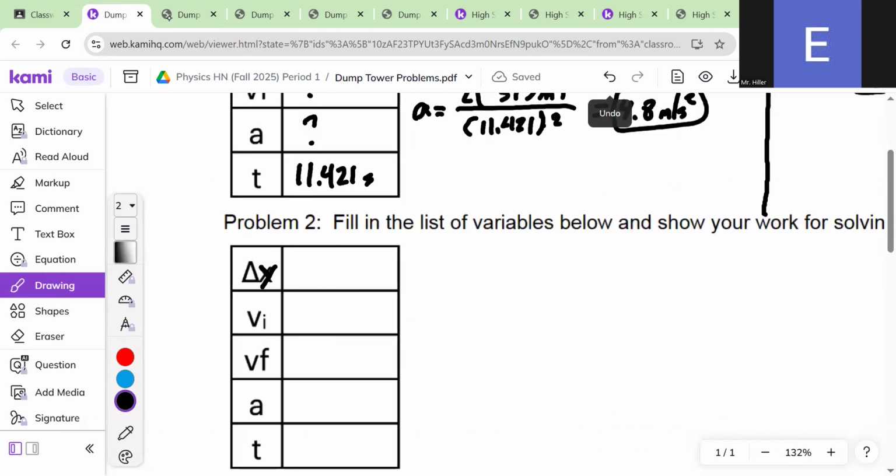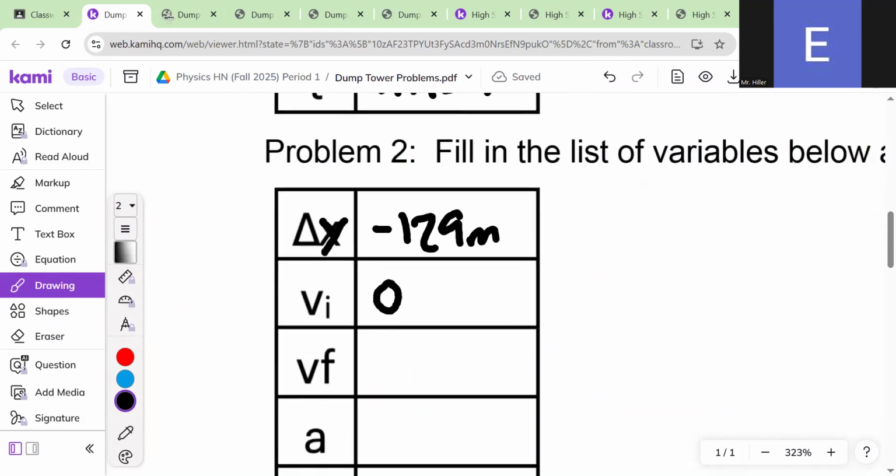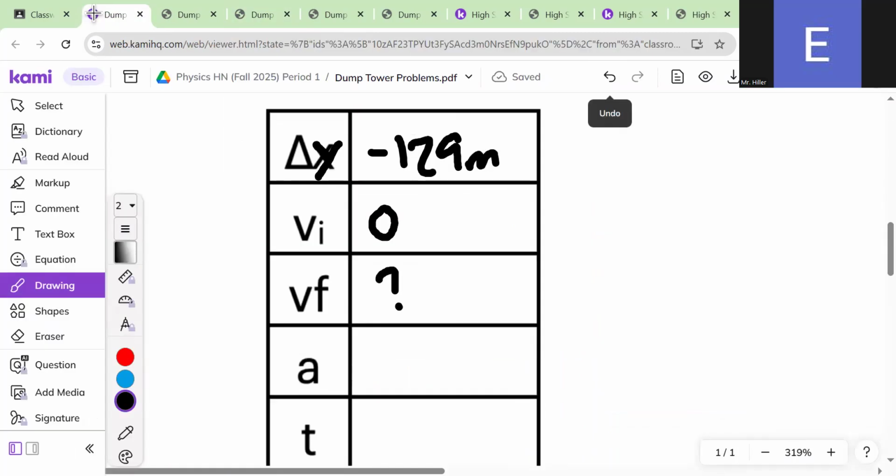Well, in my case, write down your displacement. Mine is negative 129. Now, I think in my calculations, I probably won't need to use the negative, but I'm still going to put it anyway. My initial velocity is still 0 because it's released from rest. My final velocity, I don't know it. That's going to be a question mark.